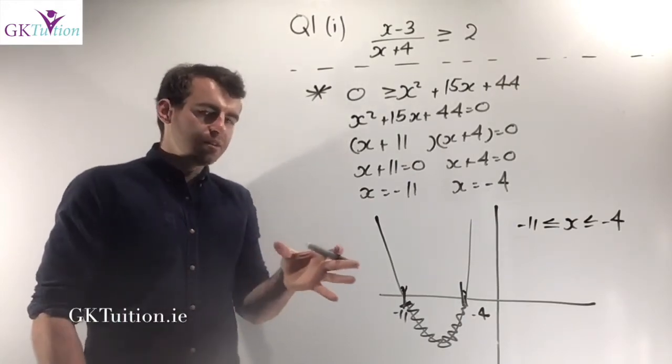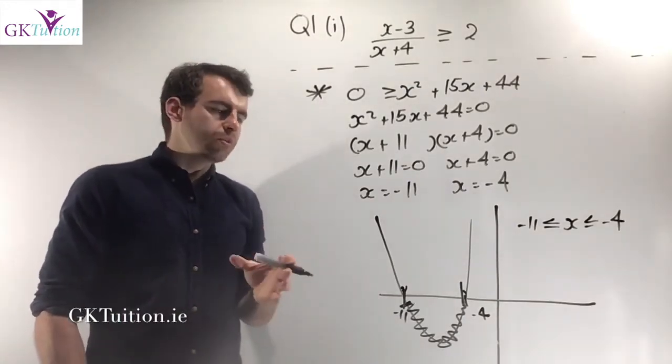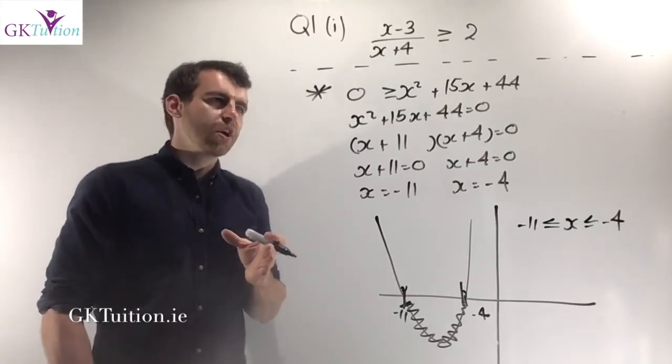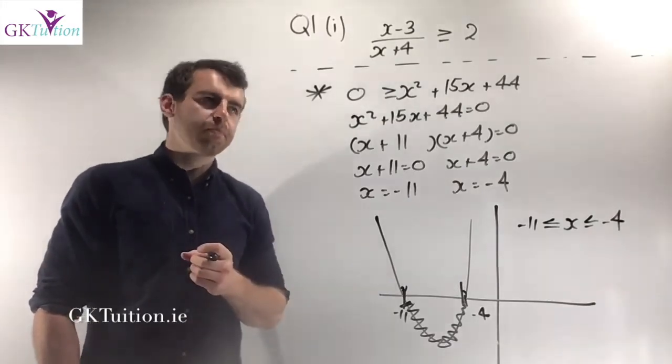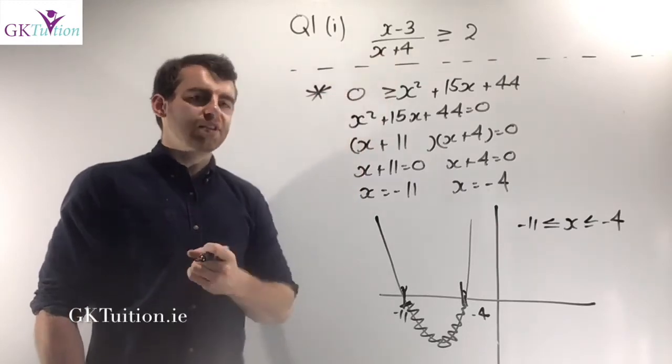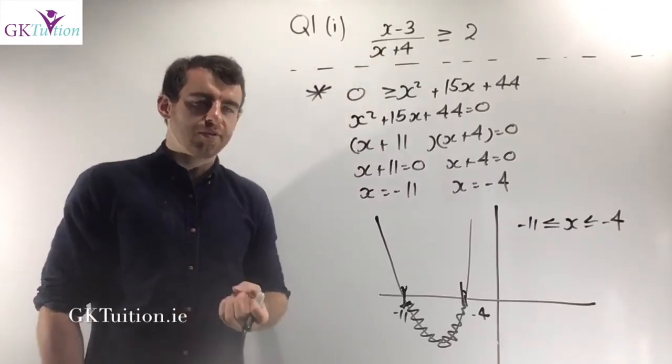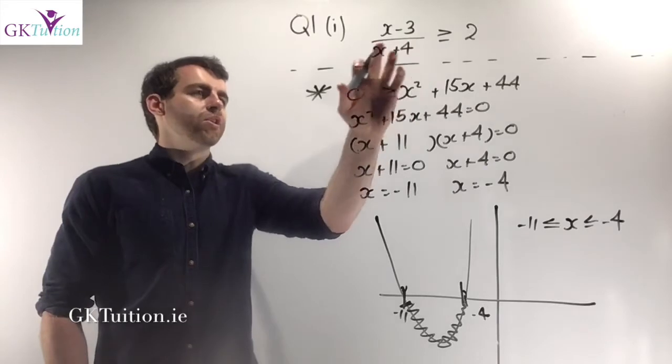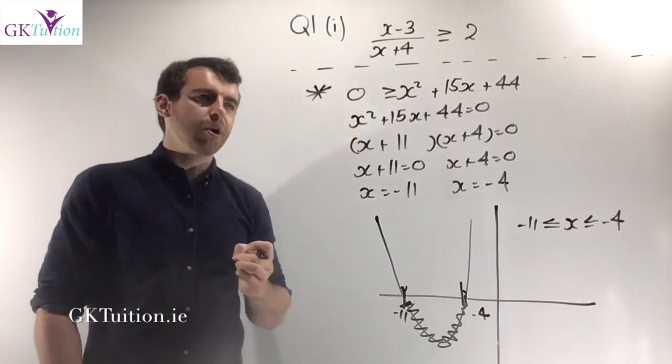However, this is not the correct answer, because you need to recognize in these questions there's an impossible value for x. You are not allowed to have a 0 on the bottom of a fraction. It's undefined. The x value for which the bottom of this fraction would be 0 is -4.